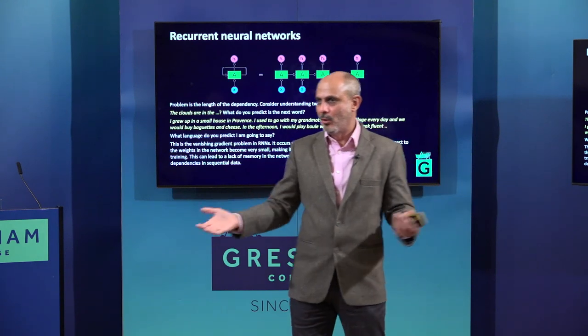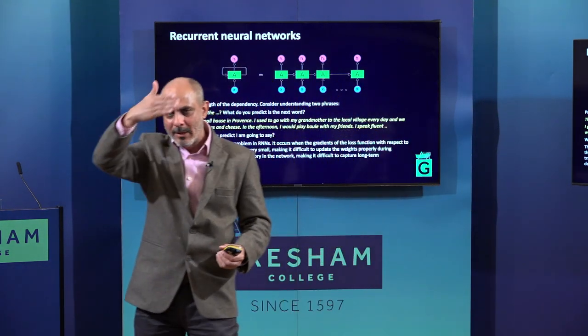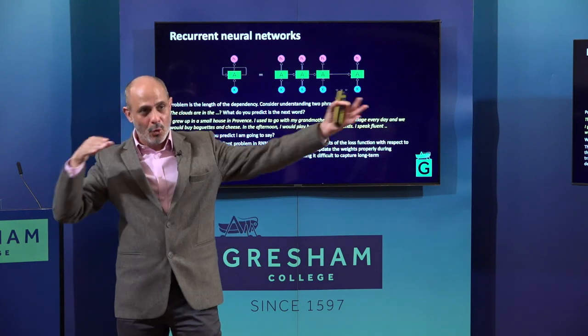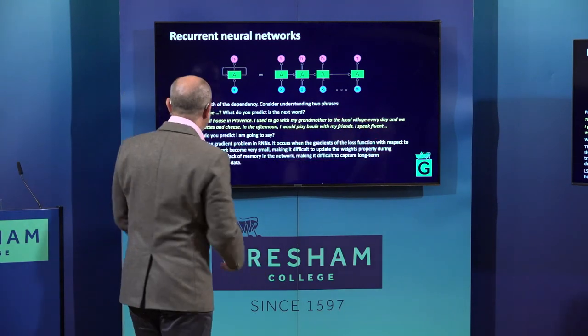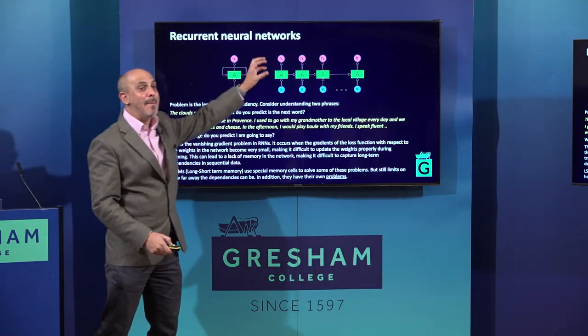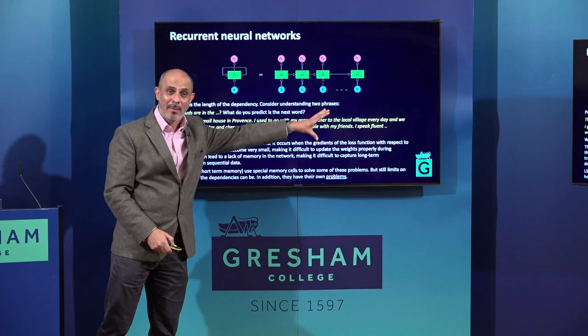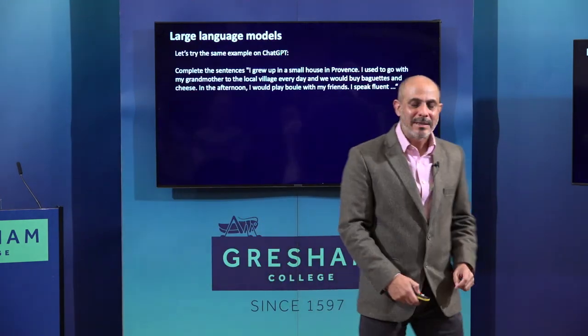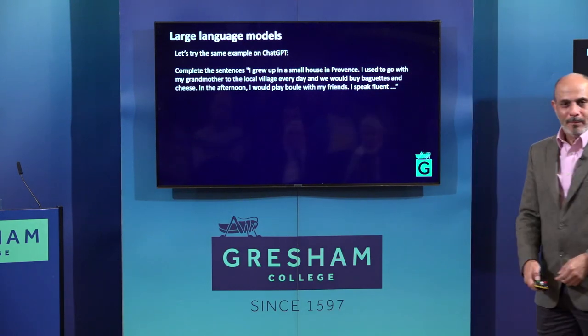It's impossible because, you remember, you keep on saying, which is a better word, which is a better word, and you don't have that because it is so far away. So there were techniques involved. So long short-term memory, they had special memory cells to keep all these things in memory, but they had their own problems, right? Now, let's try the same thing with ChatGPT.